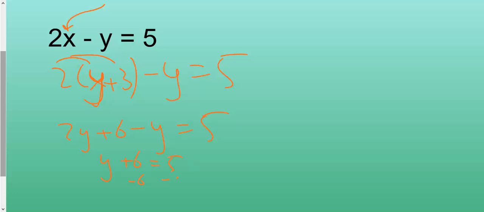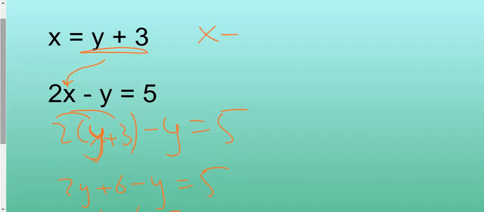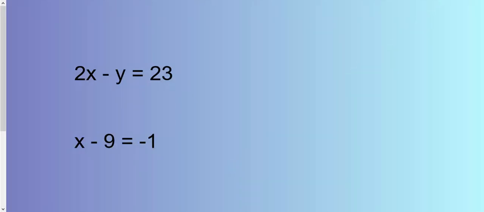And then subtract 6, y equals negative 1. So this time we actually found y first. Now we're going to go find x. So x equals negative 1 plus 3. I'm going to take the y, which we know was negative 1. We just found that out. And then simplify. So 2. So your answer is 2, negative 1. And that's substitution basically.